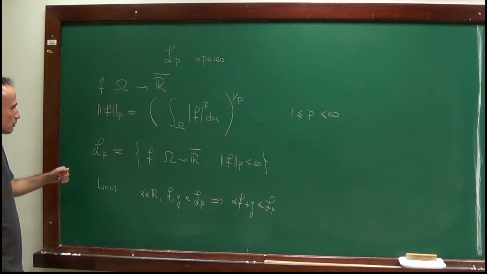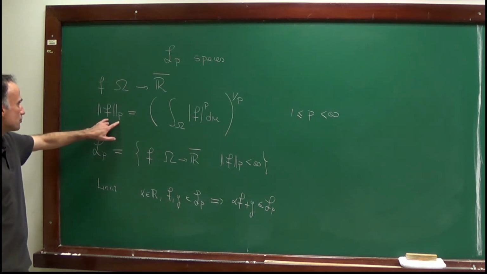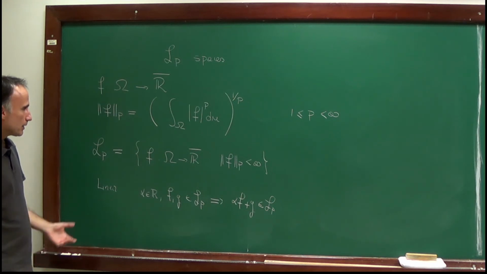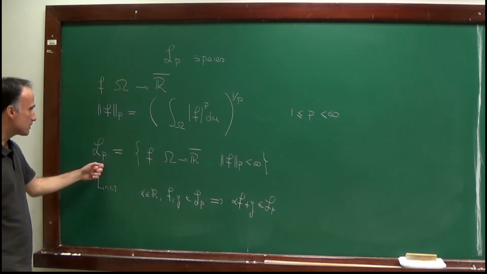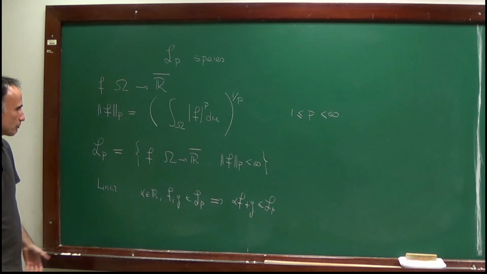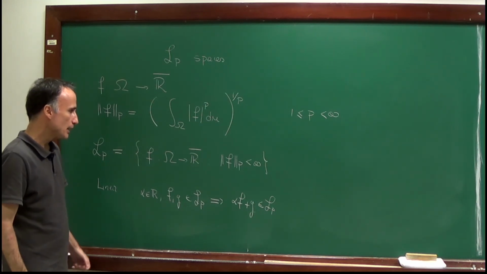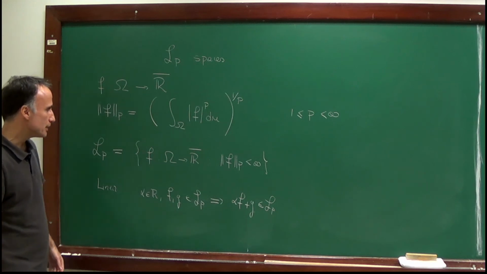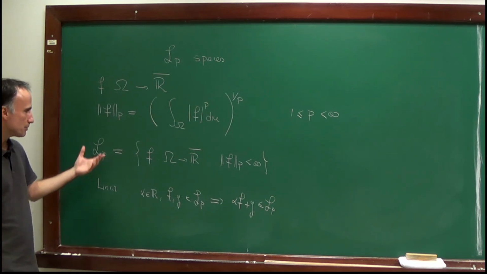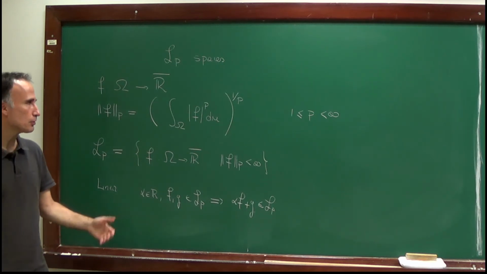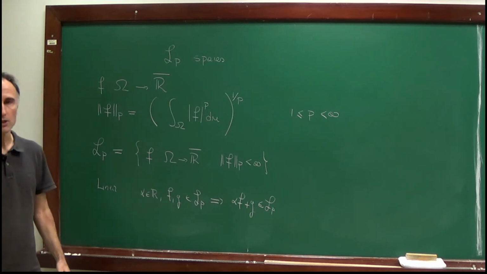Now, what we will do today is to define a distance using this norm in this space L^p, and to show that L^p is complete with respect to this distance. And then we will discuss the convergence in L^p induced by this distance and compare this convergence with almost sure convergence and convergence in measure.